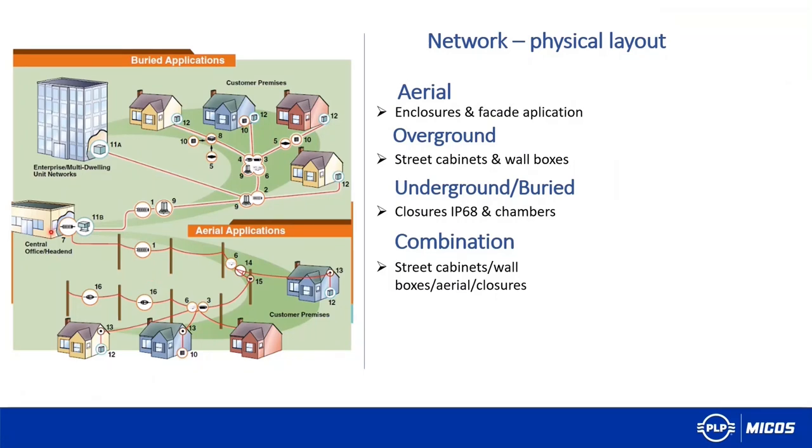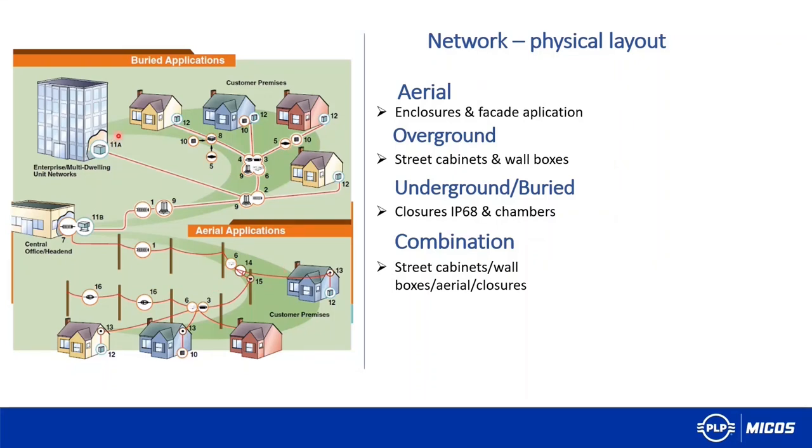If we talk about the physical layout, we can have an aerial network. It means all the network is guided through poles, or mostly existing poles. Then we have overground. If we talk about overground, we can use different types of street cabinets, for example, or wall boxes or facade. And then we have underground or buried, which means everything is under the ground.